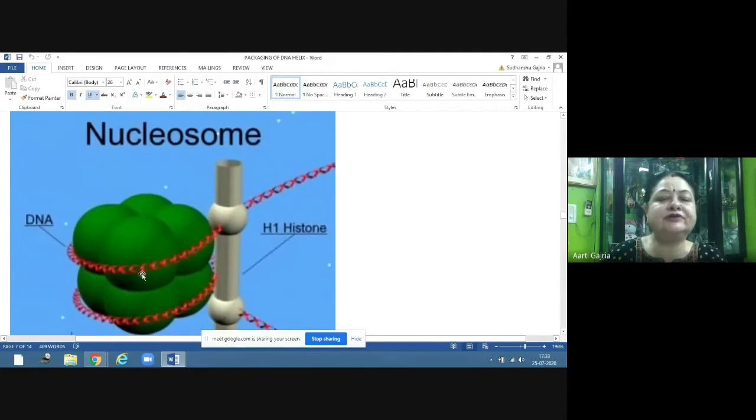Now see, it looks like this. You can just count 1, 2, 3, 4. Similarly, 4 below. So 8 histone proteins. So this is called octamer, and this thread-like structure which you can see, this is the DNA. And this is again another protein which is not included in the nucleosome. So nucleosome is 8 histones and this double wrapping of DNA around it.